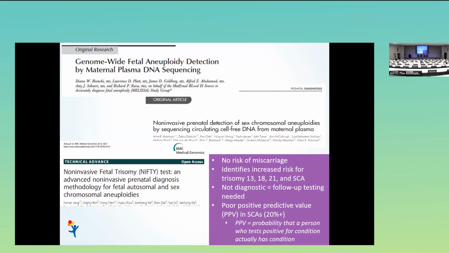And when we talk about the ability for this screening to actually identify a positive result with an actual diagnosis, we're referring to positive predictive value. So what's the likelihood, or the probability, that a screening test that's positive is actually consistent with the diagnosis? And we can see that can be pretty poor in the X and Y variations in this technology.